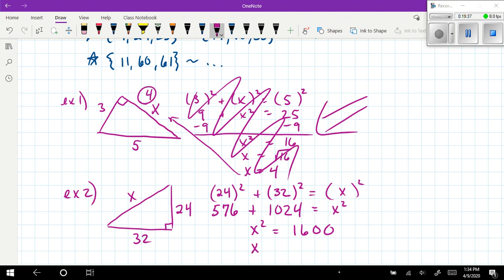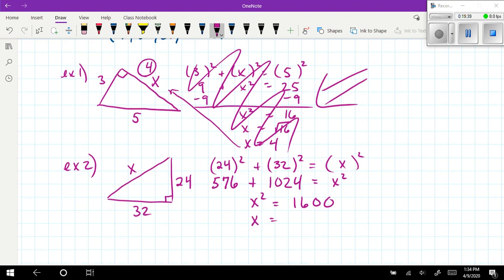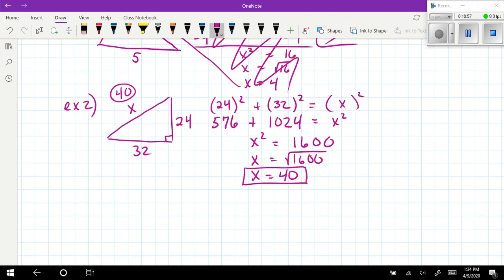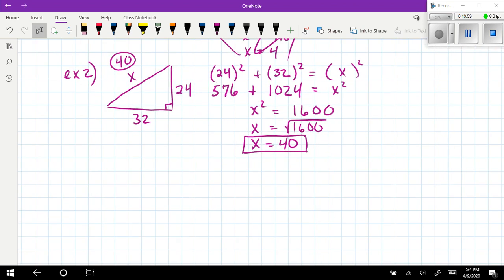And then x would be the square root of 1600, which means x is 40. And for me, I think, wow, that's kind of neat that I got a whole number answer there. I wonder if maybe I could have done this a little bit differently. I'm going to go ahead and write my 40 up here. So I'm going to show you a little trick, maybe. Call it a strategy. If I say trick, people listen more than if I say strategy.